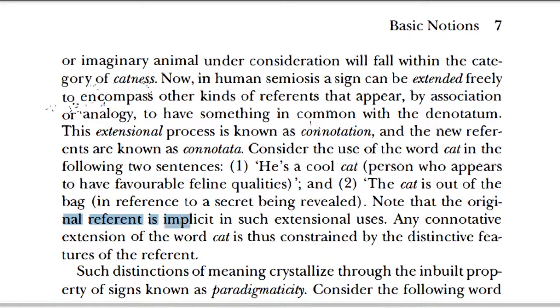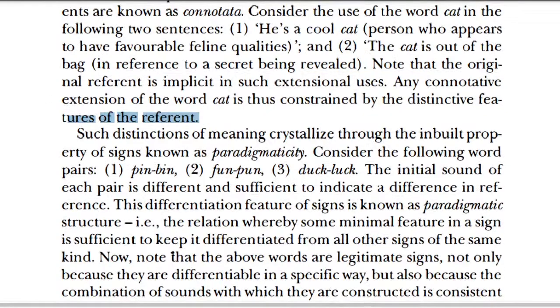Note that the original referent is implicit. It's implied in such extensional uses. We're extending the denotata by analogy or association. Any connotative extension of the word cat is thus constrained by the distinctive features of the referent. That's the class of cat. Such distinctions of meaning crystallize through the inbuilt properties of signs known as paradigmaticity. Consider the following word pairs: pin, bin; fun, pun; duck, luck.